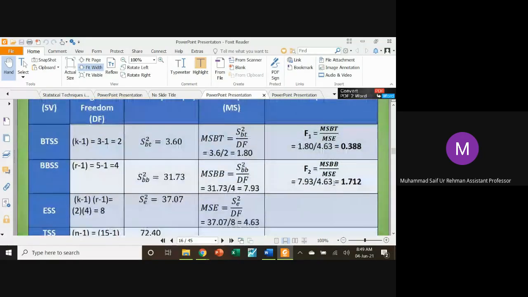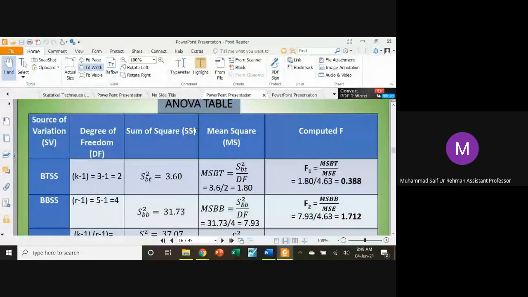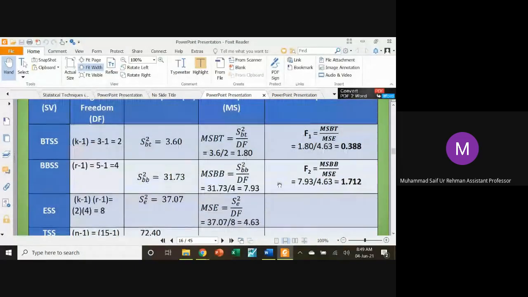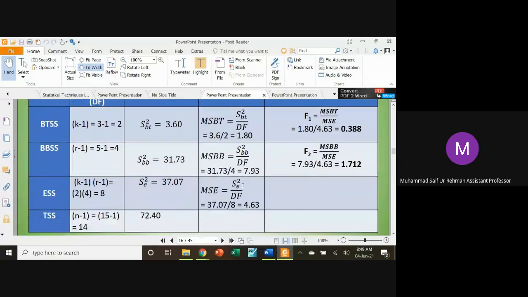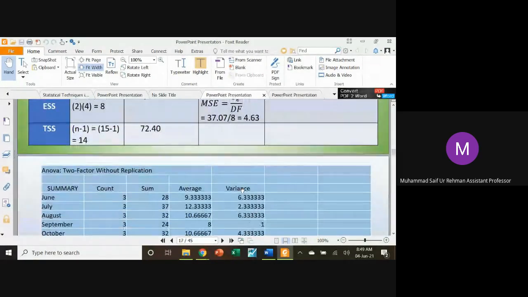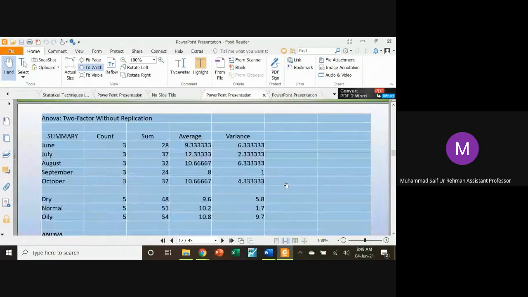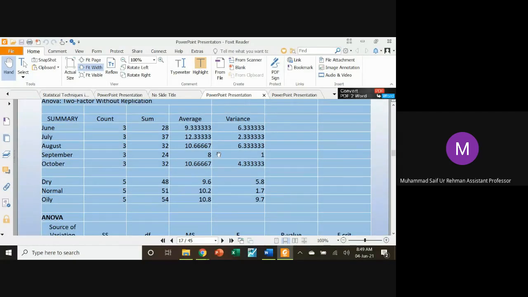So we utilized all these values that we found in the ANOVA table. We wrote these values, and finally we found F1 and F2, and then we simultaneously compared these values with the critical values that we obtained in step 4. Then we decided whether we are going to reject or accept the null hypothesis, and then we also found the same values utilizing Excel.